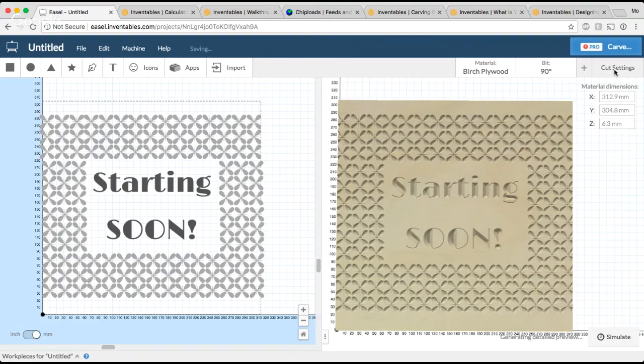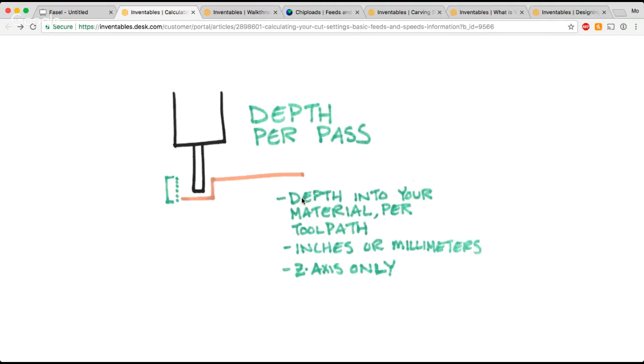But so depth per pass can be set in millimeters or inches, depending on which measurement you're using. And again, it's just how deeply your bit goes into the material every time you start a new tool path. Now, as a general rule with depth per pass, we recommend not using a depth per pass that is greater than half the diameter of your cutting bit. So for instance, if you're using a bit with a 1/4 inch cutting diameter, your depth per pass should be no greater than 1/8 of an inch. And you'll learn a little bit more about why that is later on in this Easel Live episode.